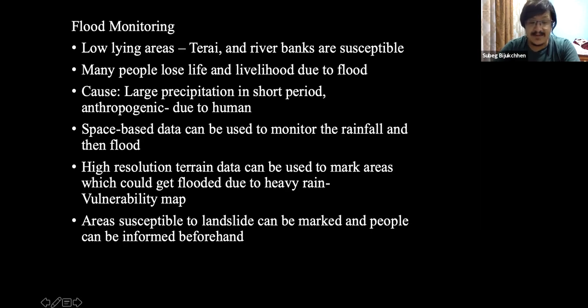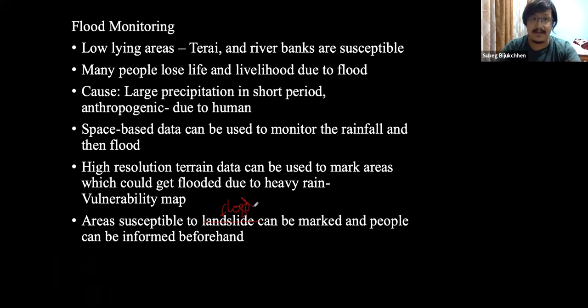Sorry, I made a mistake here, this is flood. So areas susceptible to flood can be marked, and the people can be informed beforehand. So it will save people's lives.